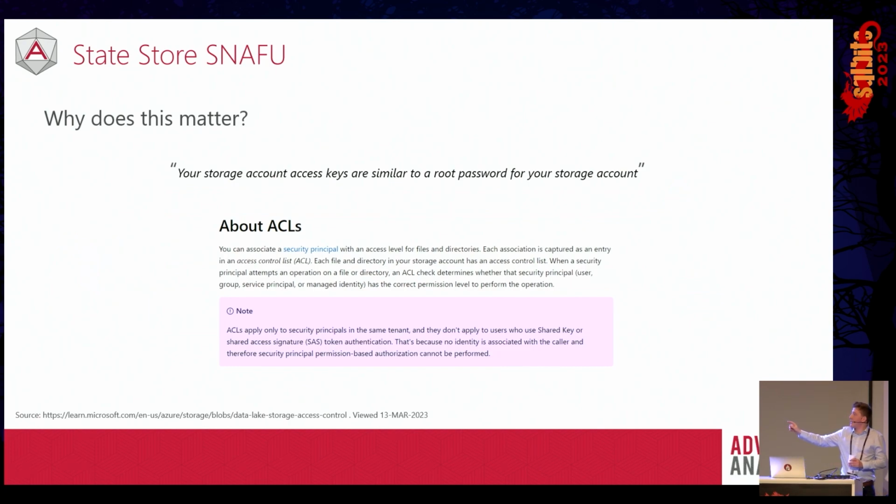Your storage account access keys are similar to a root password for your storage account. And then below, when we get into ACLs, ACLs do not apply when that storage account access key is in use. So if you were thinking, I'm going to have one storage account, and then I'm going to have a dev container, a test container, and a prod container, I'm going to put my state file into each container and then use ACLs to restrict it, that's not going to work.